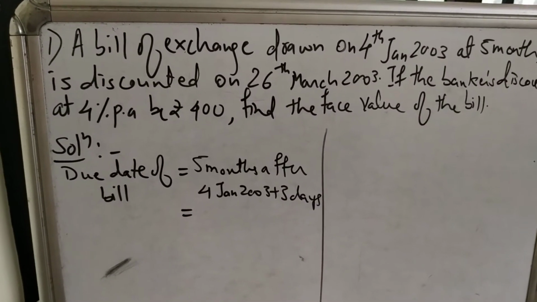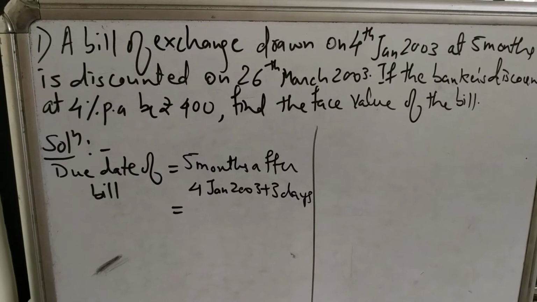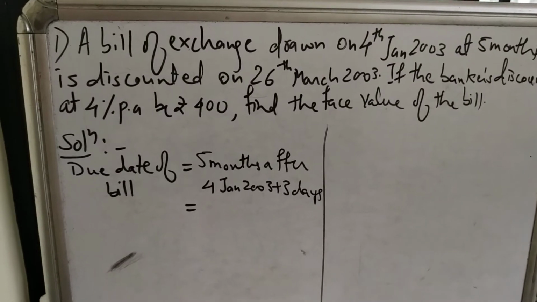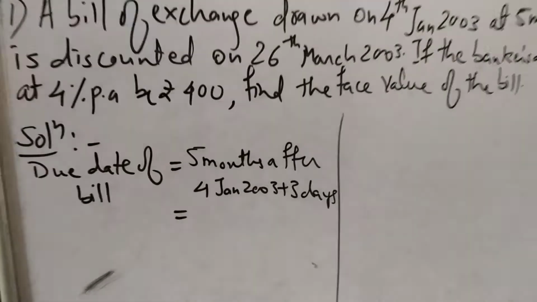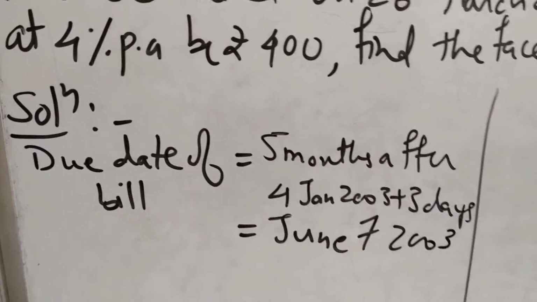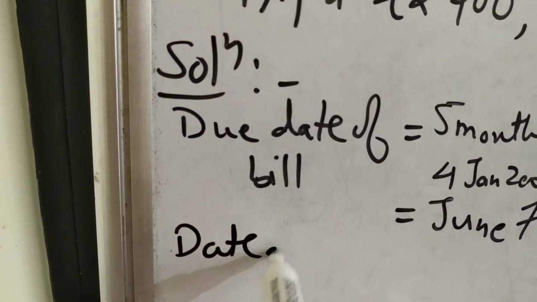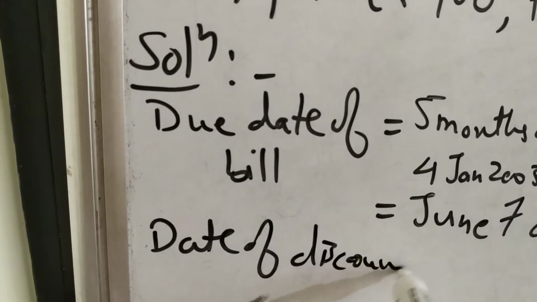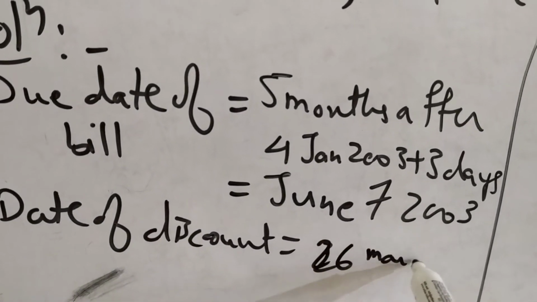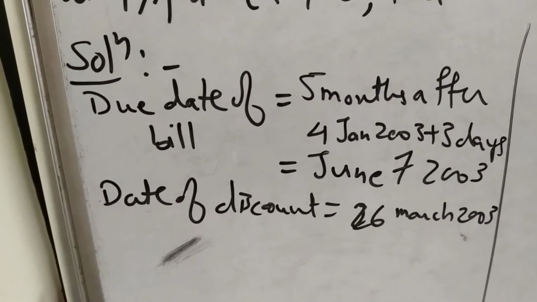So 5 months after 4th January: 4 January to 4 February, March, April, May, June. So June 4 completes 5 months, plus 3 days of grace. June 4 plus 3 days of grace comes to June 7, 2003, which is the due date of the bill. And the date of discount is given as 26 March 2003.